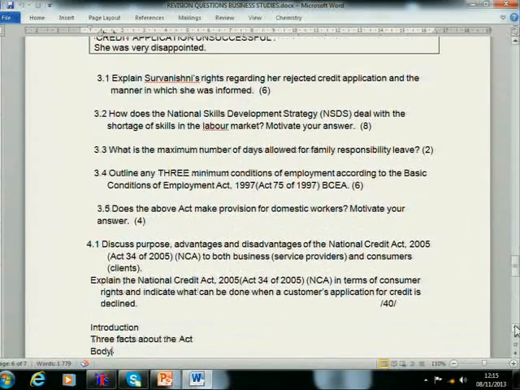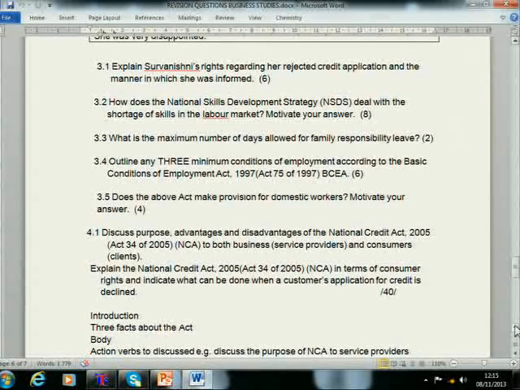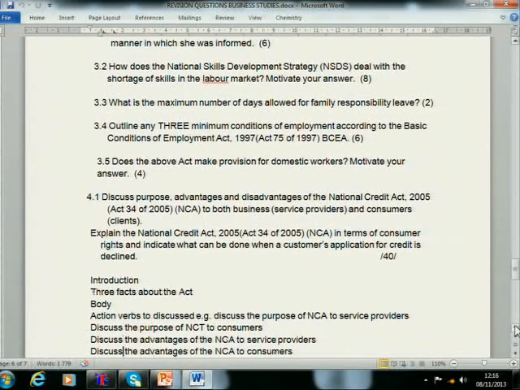Discuss purpose, advantages, disadvantages of the National Credit Act 2005, Act 34 of 2005, to both business, the service providers, and consumers or clients. Explain the National Credit Act in terms of consumer rights and indicate what can be done when a consumer's application for credit is declined? Remember, this one is an essay.